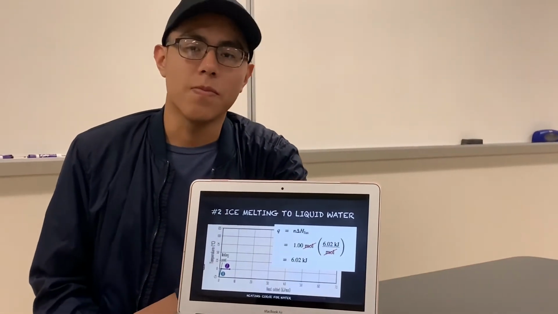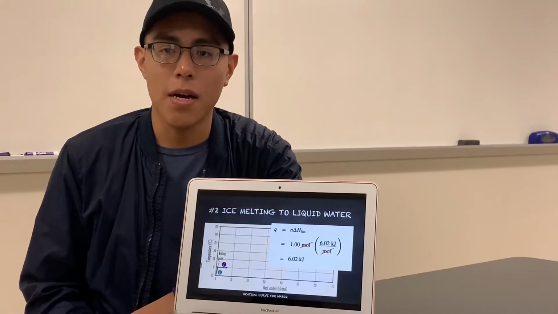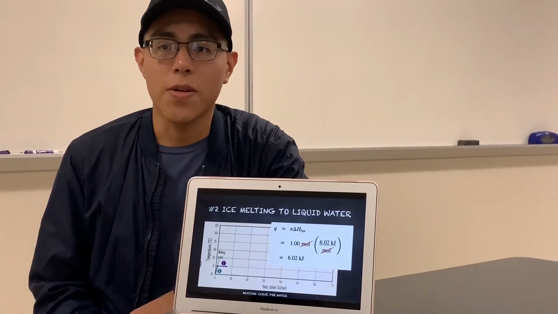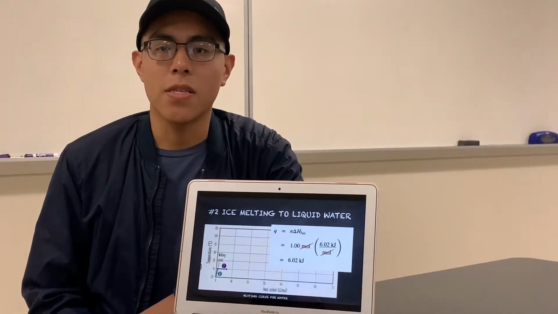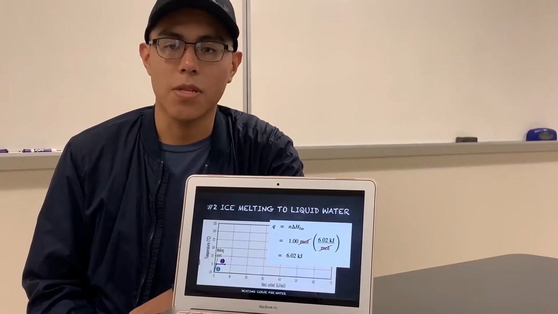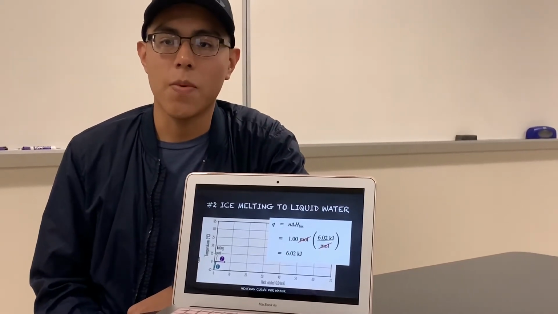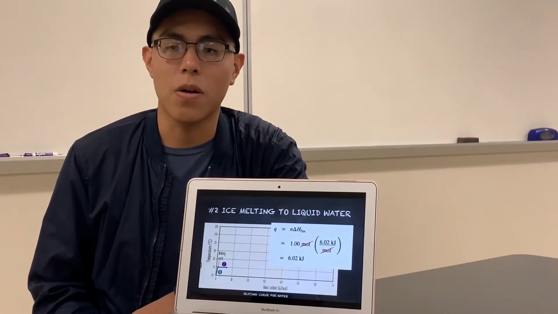In segment 2, the added heat does not change the temperature of the ice and water mixture because the heat is being absorbed by the transition from solid to liquid. The amount of heat required to convert it into liquid water is given by the number of moles of water times the heat of fusion. Our calculations show us that we need 6.02 kilojoules of heat to melt the ice into liquid water.